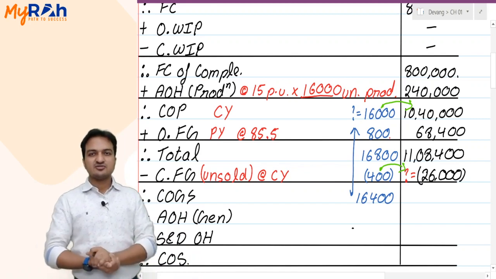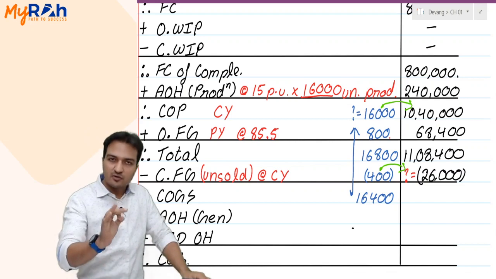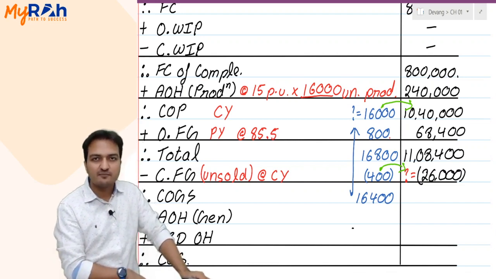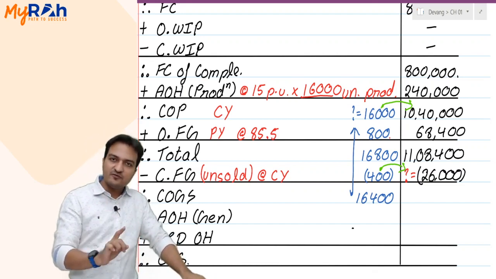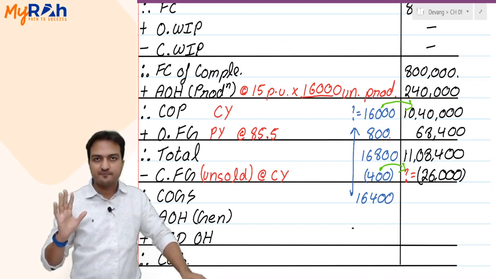So 26,000 becomes my closing FG. 26,000 is my valuation of the closing FG as per the FIFO method. I hope you understand that. So the main logic behind the FIFO method is that, as per the FIFO method, closing stock is valued at the rate of the current year.